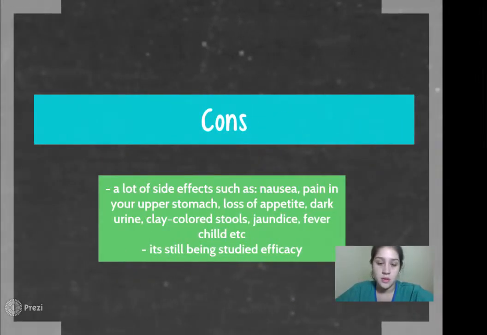And the consequences, the bad things about this, is that this medication has a lot of side effects, as we already saw, including nausea, pain in your upper stomach, loss of appetite, dark urine, clay-colored stools, jaundice, which is the yellowing of your eyeballs, also fever, chills. Sorry for the misspelling right there. And also another thing is that its efficacy is still being studied, as in this study.